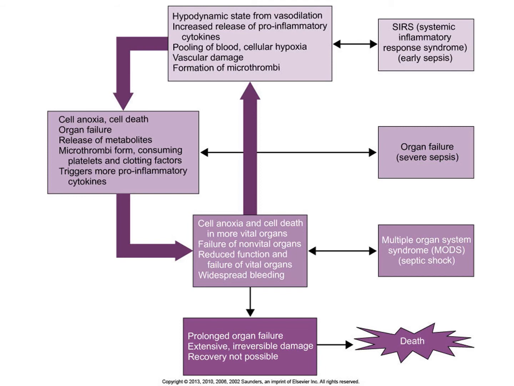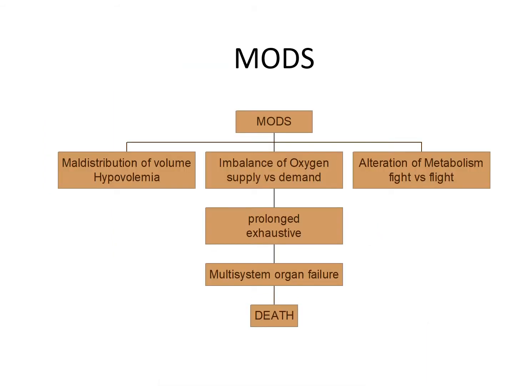Reduction in function of the vital organs will become widespread. Reduction in function of some of the organs will lead to widespread bleeding, and then the prolonged organ failure will get to the point that it's so extensive that there will not be recovery from that point. And because of the lack of recovery, that does result in the client's death. This is the progression of multiple organ dysfunction syndrome.